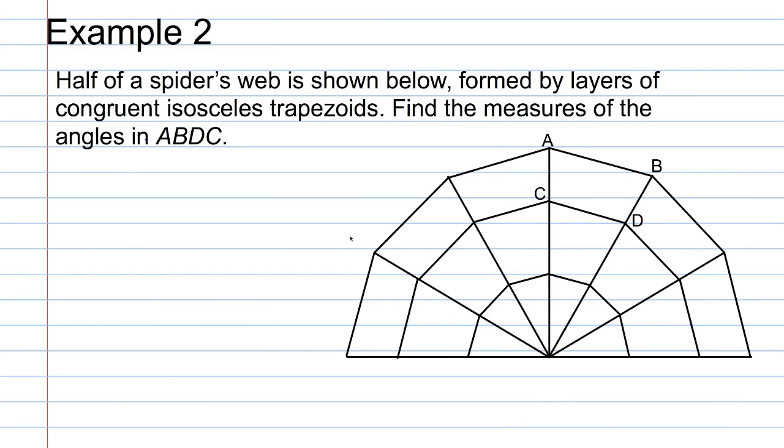Example 2. Half a spider's web is shown below, formed by layers of congruent isosceles trapezoids. Find the measures of the angles in trapezoid ABCD. Now, it is an isosceles trapezoid, so what we're going to be able to determine is that angle A is congruent to angle B because they're by definition base angles, and angle C is going to be congruent to angle D because they are also base angles.